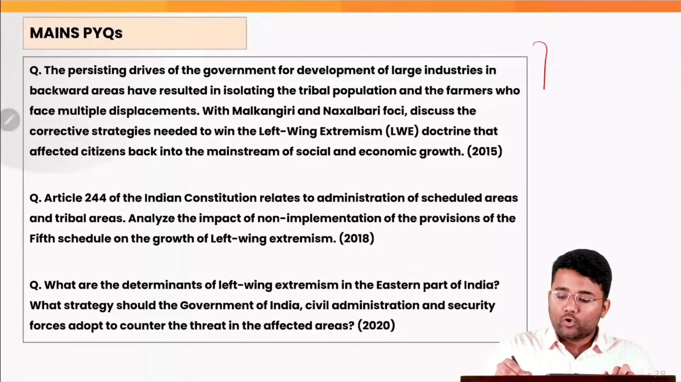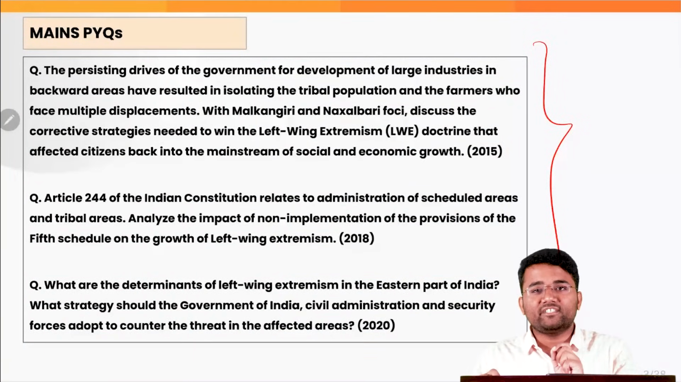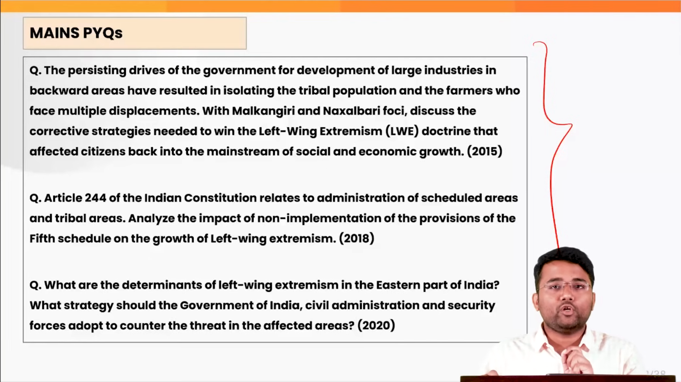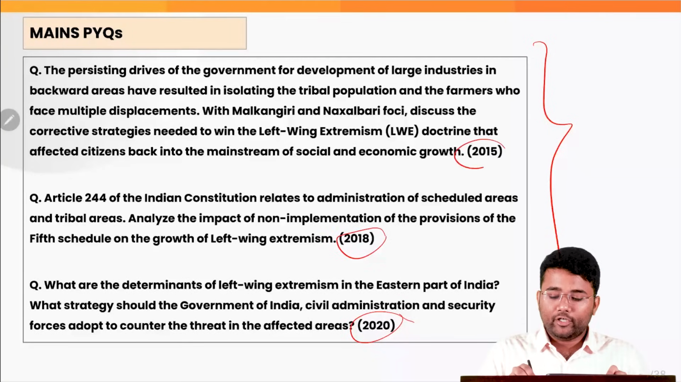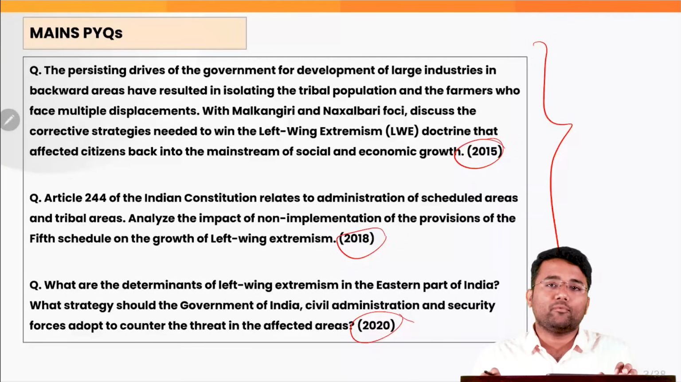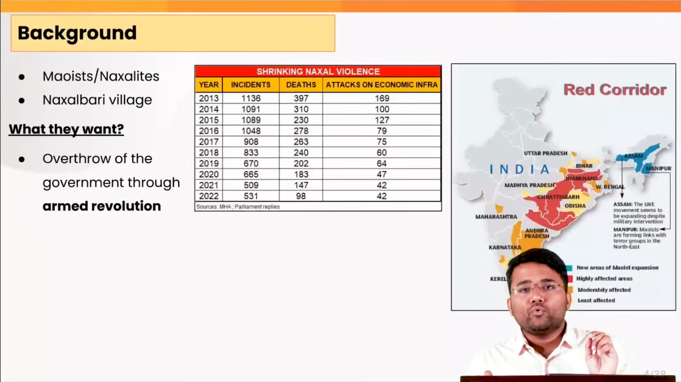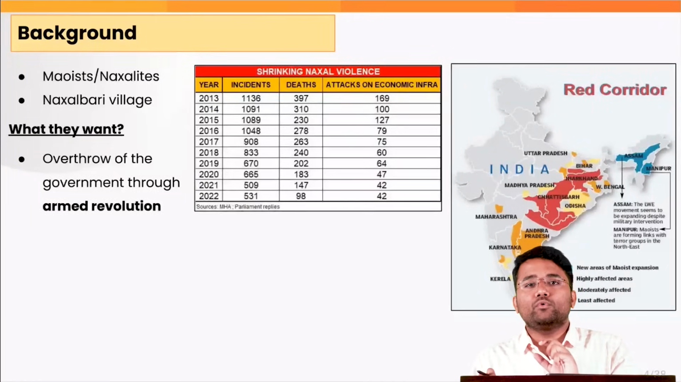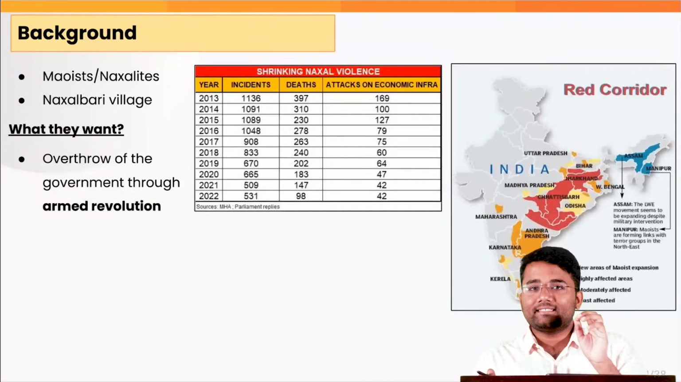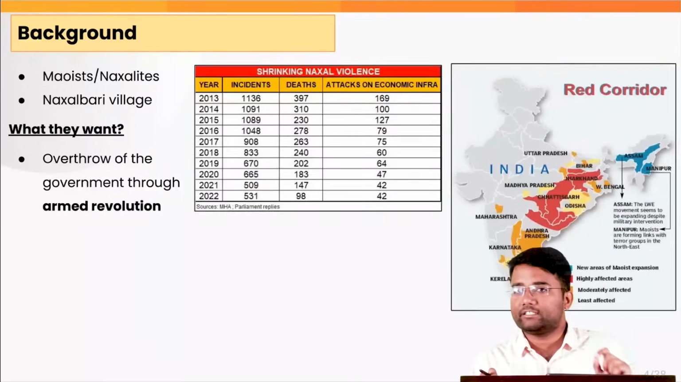Now, why are we looking into this topic so comprehensively? Because in your mains GS3 paper, several questions have been asked on this particular topic. For example, in the years 2018 and 2015, questions appeared on left-wing extremism. Left-wing extremism, which is also known as Maoism in some parts of the world, is commonly known in India as Naxalism, and it started from a village named Naxalbari in the state of West Bengal.